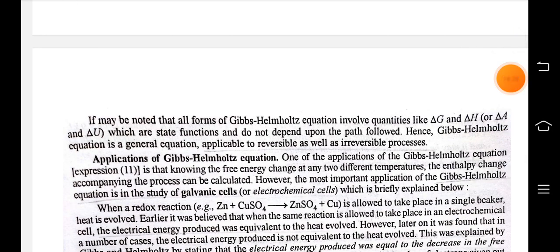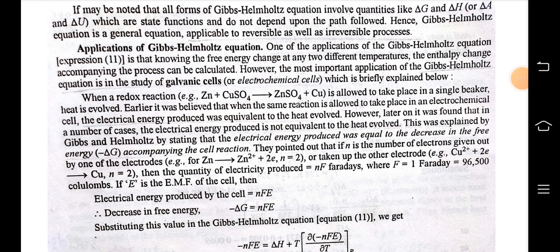Forms of Helmholtz equation involve quantities like del G and del H, which are state functions and do not depend upon the path followed. Hence, Gibbs-Helmholtz equation is a general equation applicable to reversible as well as irreversible process.